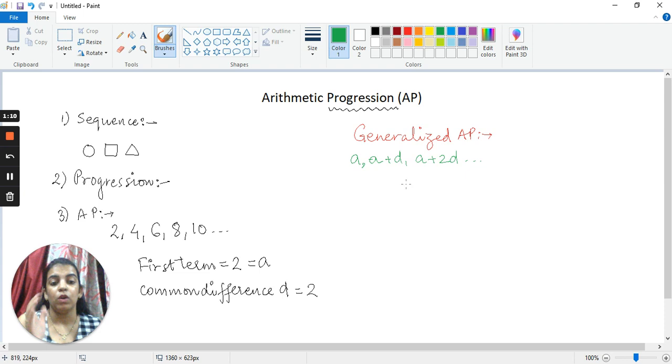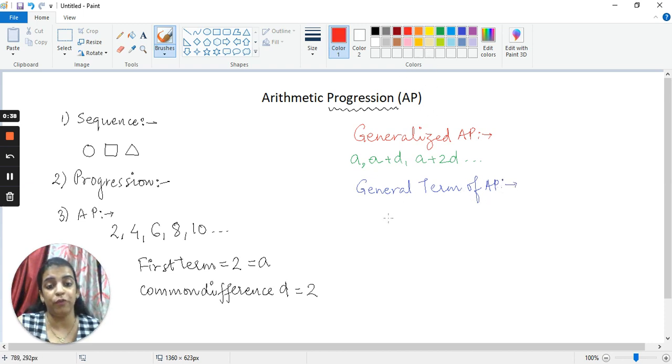Now this is generalized AP, but if we have to talk about a random term, say someone asks us to write down the 10th term, or the 20th term, there is a pattern here. We will follow that pattern and directly write it. That pattern is called the general term. What is it called? General term of AP. This is what we are going to discuss now.